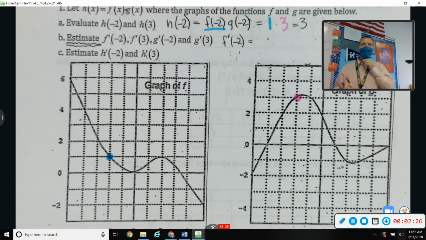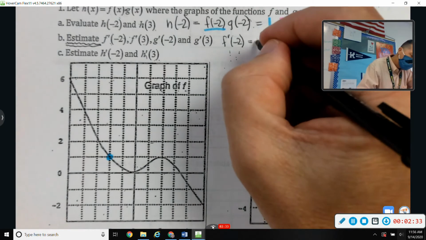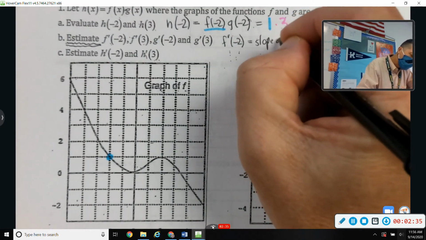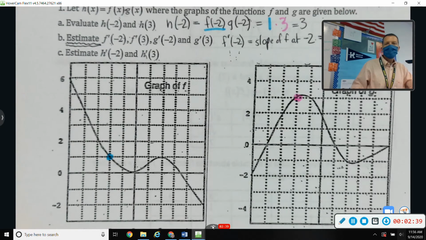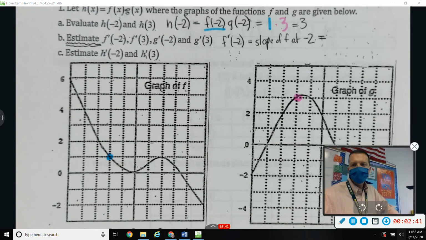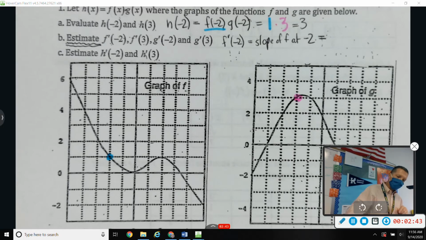Well, what does prime mean? Derivative, and what does derivative mean? Slope. So this really means find the slope of f at negative 2. I don't expect you to write that down every time, maybe not even one time. But I want you to see what the thought process is. So find the slope of f at negative 2.